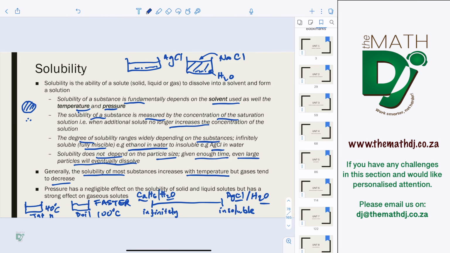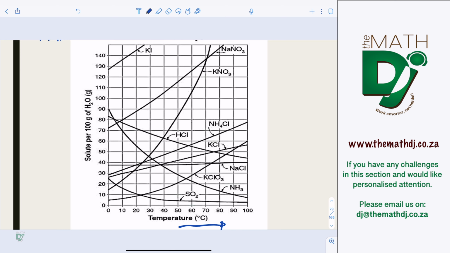Okay, let's move on. So this is an example of a solubility table. You can see this is your temperature on this side, and here is the solute per 100 grams. Let's say this is potassium iodide. It means the solubility is increasing with temperature. You can see at 0 degrees it's at this level. At almost 25 degrees, the solubility will be around 150.